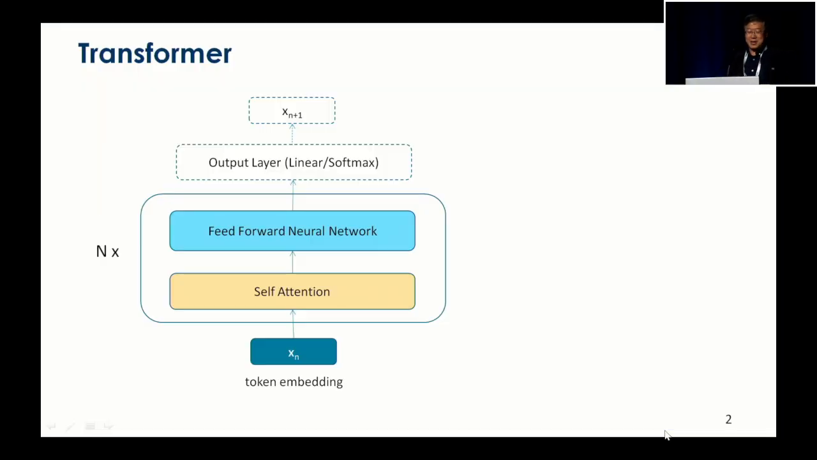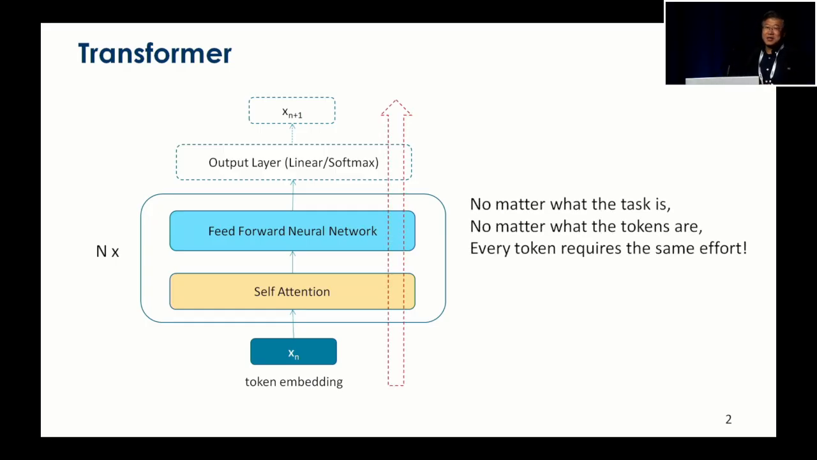Okay, so I'm sure that everyone is very familiar with Transformer. It has been there for 8 years. But there's one weakness. No matter what the task is, no matter what the tokens are, every token requires the same effort. Copying a sentence takes equivalent computation time as translating that sentence. This certainly doesn't make sense, right?